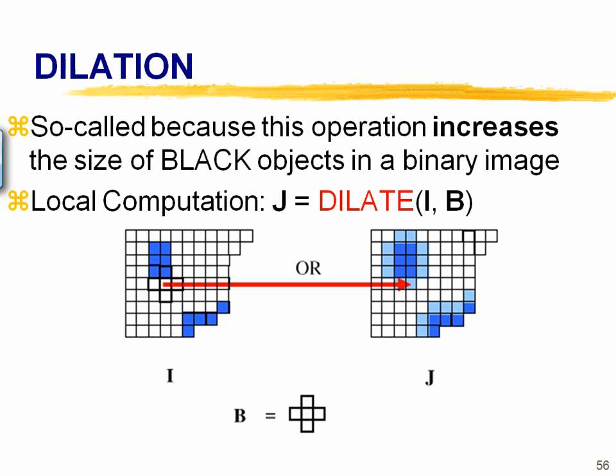Now this becomes (i, j). I perform the same thing over again, and I get a new value for J at (i, j). When I'm done raster scanning this entire image, I get a full image J, where each (i, j) has a new value now.